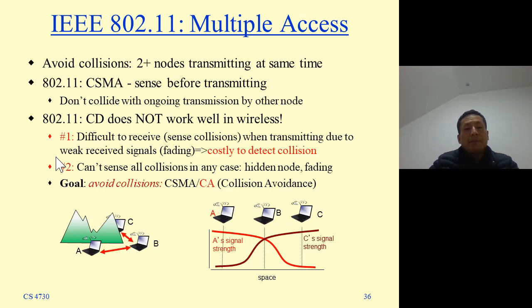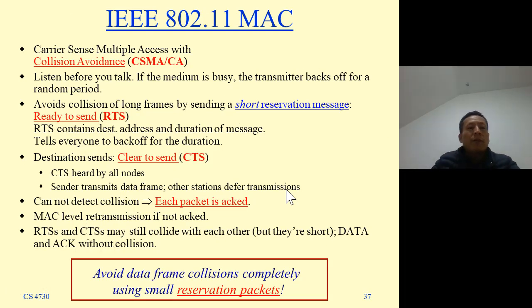And in the cases of hidden node or fading, both of which cause the hidden node problem, you cannot sense all collisions in any case. So we need to do it a little bit differently. The different protocol we use to avoid collisions is called CSMA/CA. All right, it's not CD. CD is collision detection. CA is collision avoidance, which is specifically useful for wireless. And we will discuss how that works.